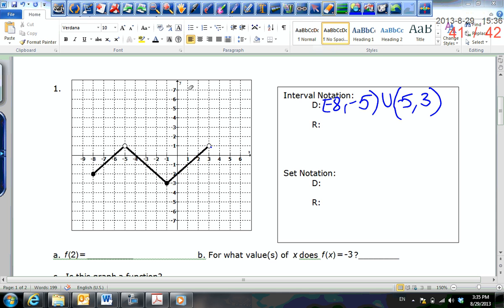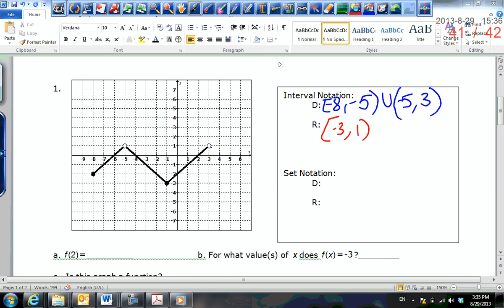All right, range, going bottom to top. -3 to +1. Do I need parentheses on both? Is that right, or do I need to erase them? Bracket on -3. -3 to 1.